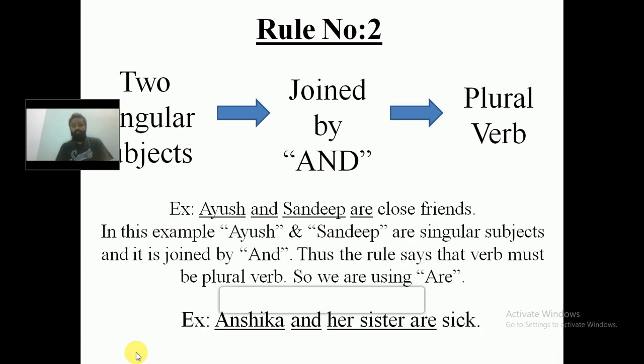"Anshika and her sister are sick." Here there are two singular subjects joined by the word called and. Anshika and her sister. These are the two singular subjects joined by the word called and. So we are using the plural verb called are. "Anshika and her sister are sick."